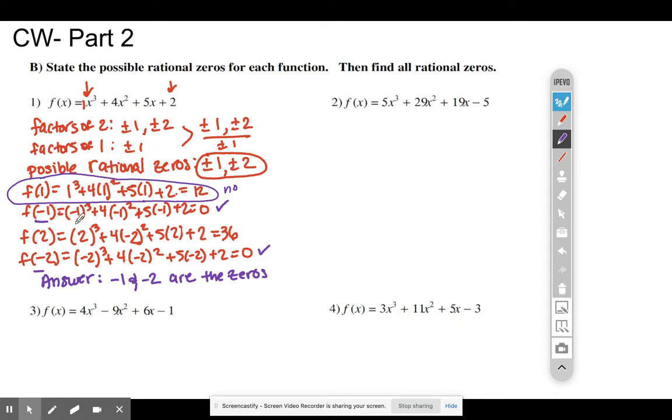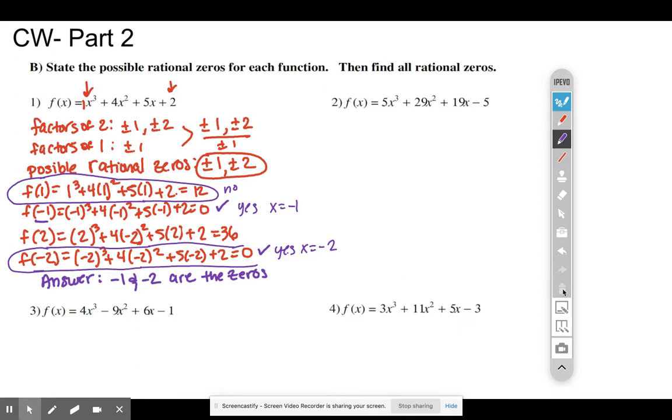Then when you plug in -1 cubed and you plug that into the calculator, it gives you 0, so that's a yes. So -1 worked. And then 2 did not work, it gave you 36. And when you plug in -2, it did work, it gave you 0. And that was a yes. So these are the actual zeros. If you want, you can graph it, and you can find that there is going to be a multiplicity. And I'll explain that in just a second. So out of the 4, the only 2 that worked are -1 and -2 are the rational zeros.